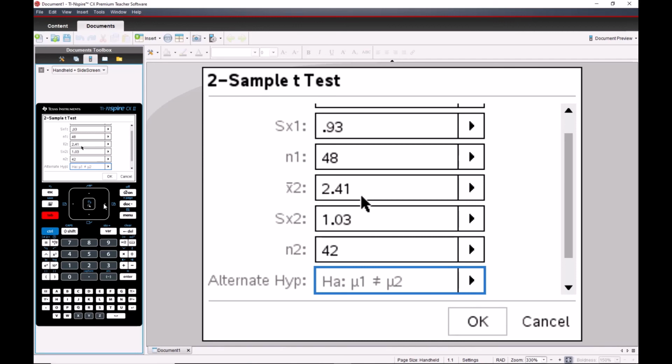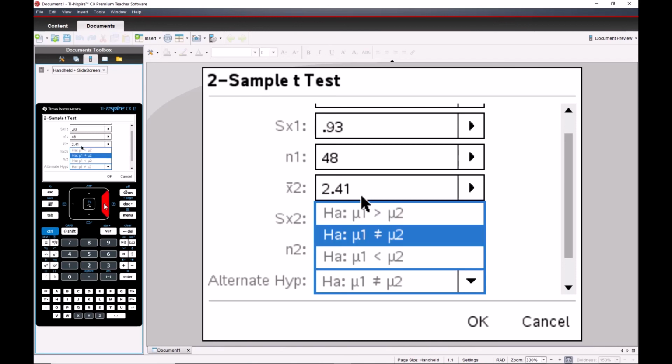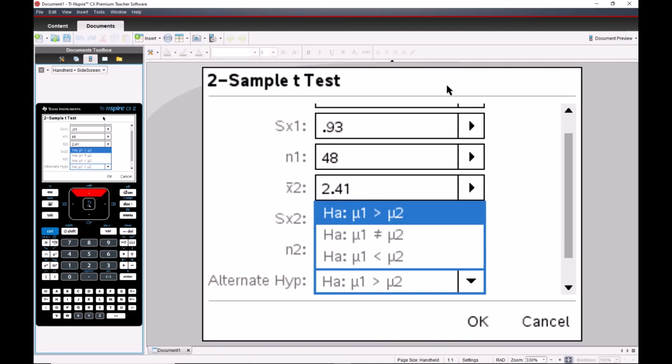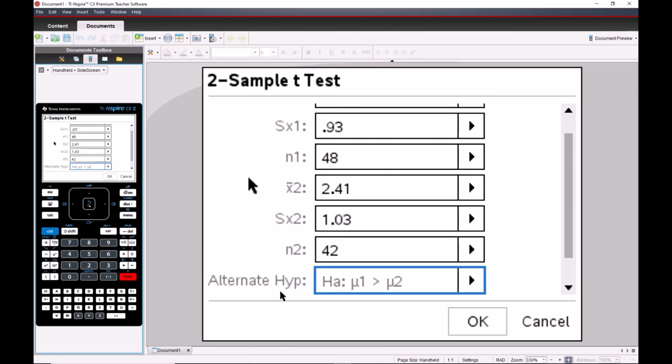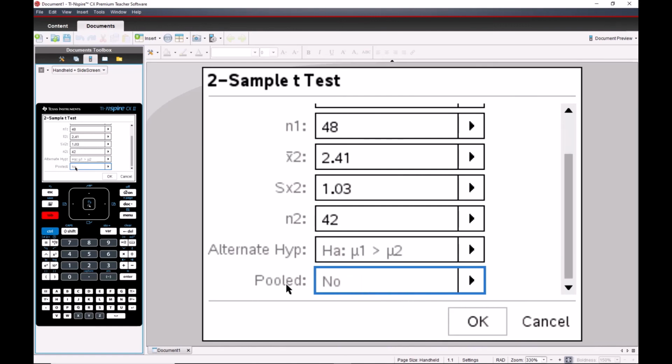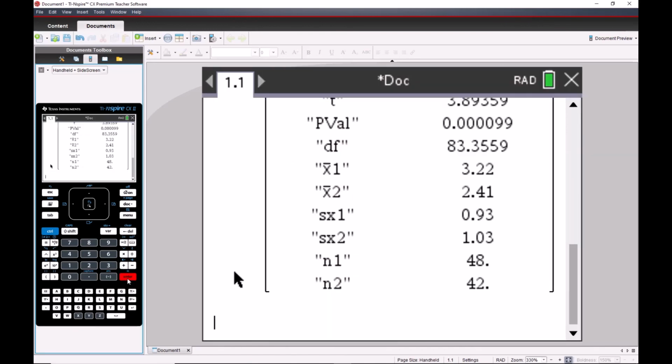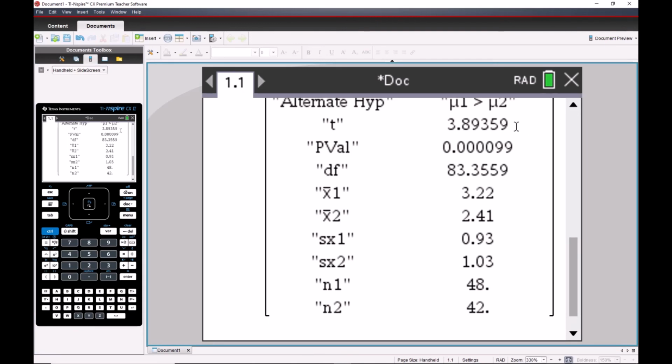Now we want to do less than. So hit the right arrow and go up and choose, I'm sorry, not less than, we want greater than. All right, so HA alternative is that mu1 is greater than mu2. And we're going to get to that pooled thing again, just leave it on no and hit enter. All right, so these are the things that we need to record: the t value, the p value, and the degrees of freedom. All right, you might throw the alpha in there too.